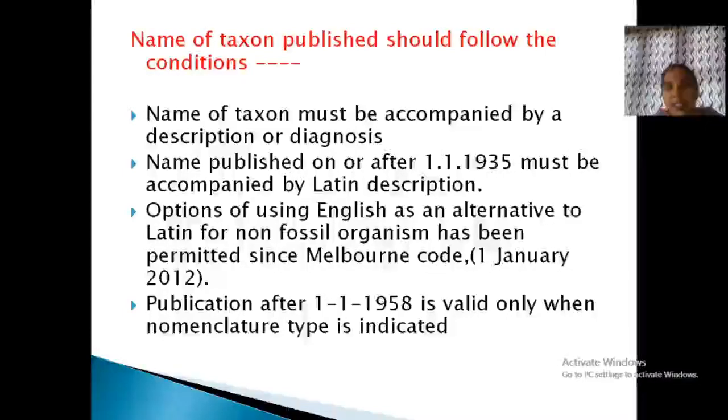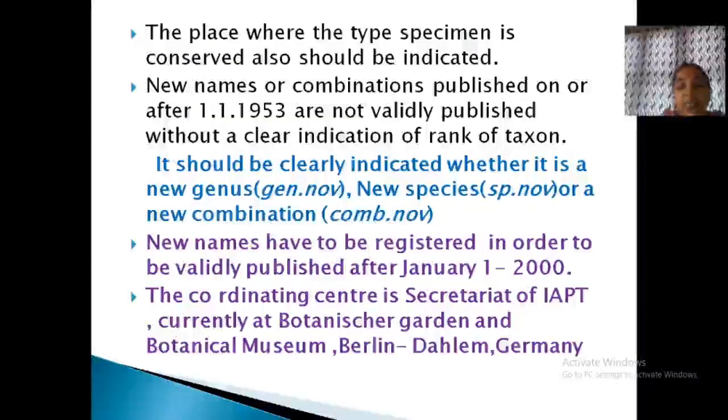So, it should be Latin diagnosed until the Melbourne Code. Now, you can have it in English also. Description is very, very important. Description and also the nomenclature type is to be indicated. Very, very important. Clear? Now, the place where the type specimen is conserved also should be indicated.